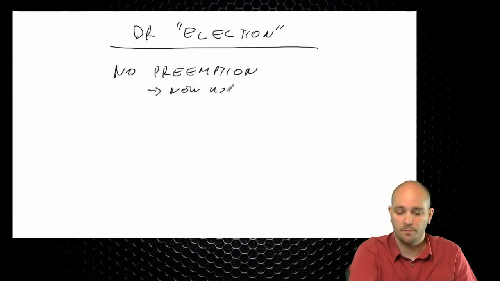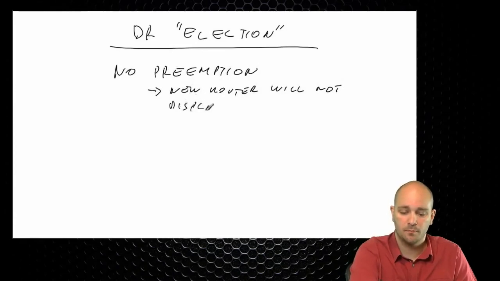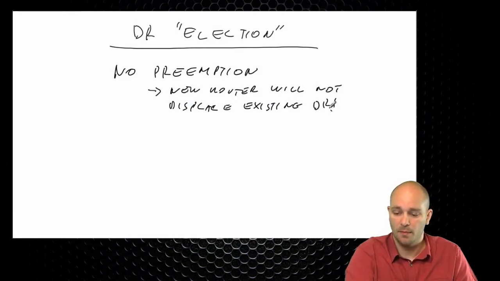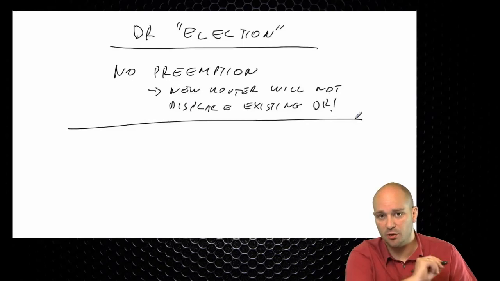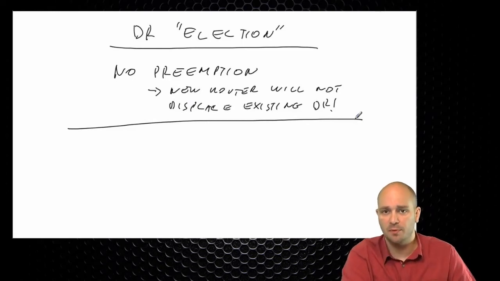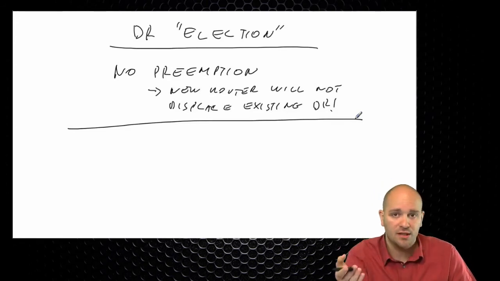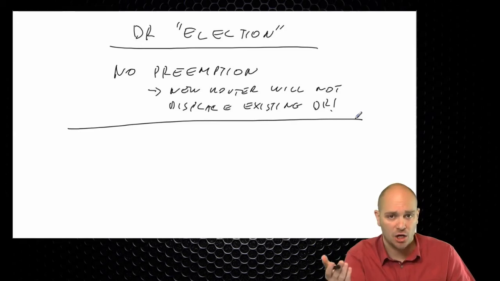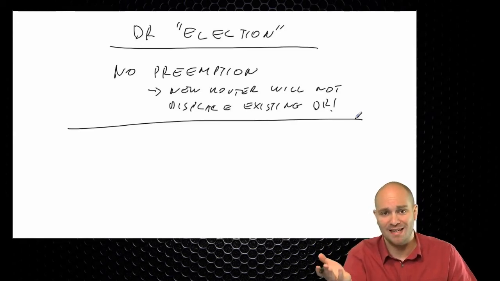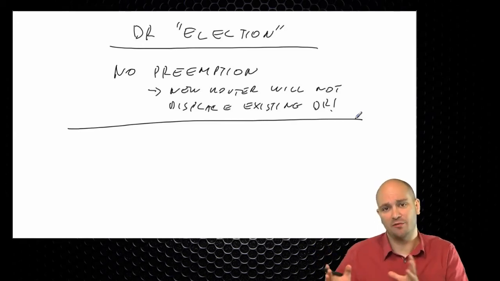A new router will not displace an existing DR. So if a DR already exists on the segment, it will not be replaced by any new router, no matter how better the preference is on that router, or how better the priority is on that router, or how higher the router ID is, which creates a unique set of problems.